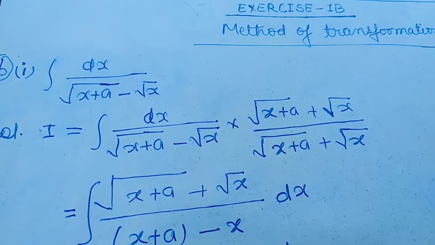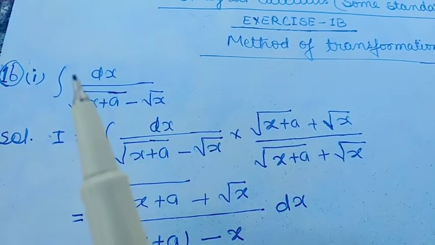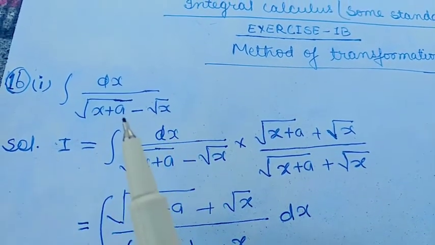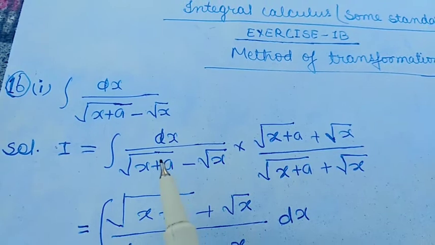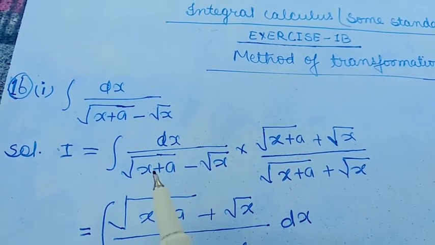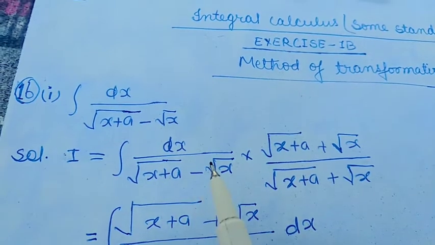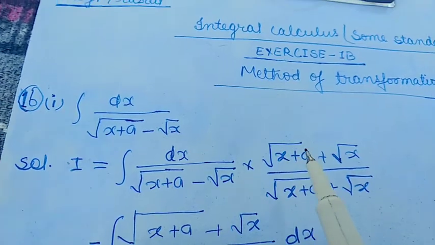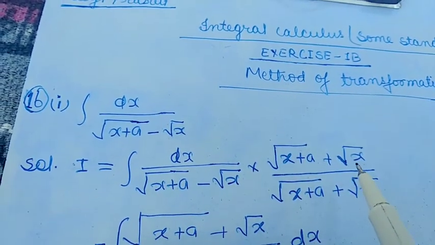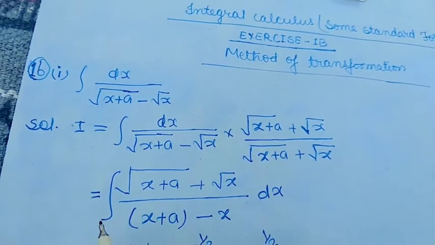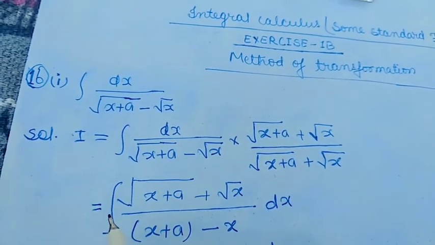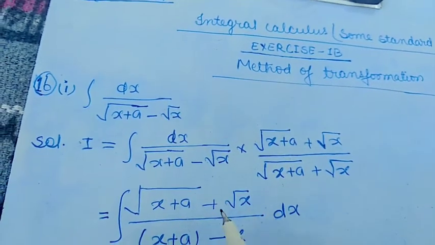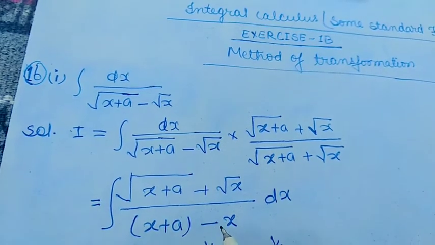Now you can see the first question of question number 16, which is integration of dx upon square root of x plus a minus square root of x. For solving this question, we have to rationalize the denominator. So for rationalizing the denominator, we have to multiply both numerator and denominator by this term, square root of x plus a plus square root of x. So in the next step we have written this: integration of square root of x plus a plus square root of x upon x plus a minus x into dx.